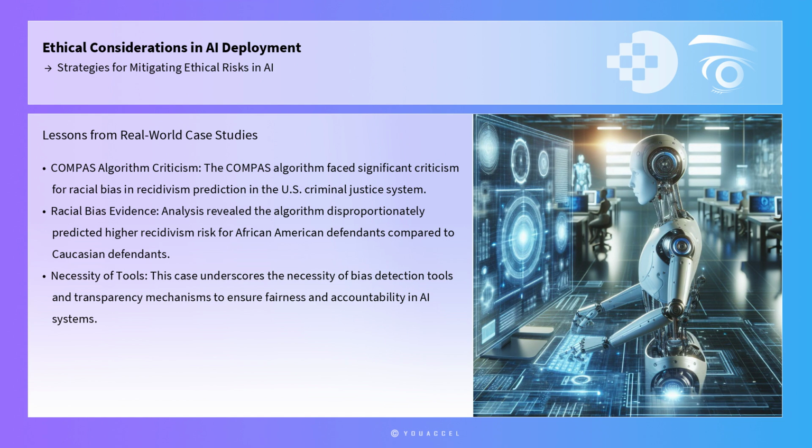Real-world case studies illustrate the importance and effectiveness of these strategies. The Compass algorithm, used for recidivism prediction in the U.S. criminal justice system, faced significant criticism for racial bias. An analysis revealed that the algorithm disproportionately predicted higher recidivism risk for African American defendants compared to Caucasian defendants. This case underscores the necessity of bias detection tools and transparency mechanisms to ensure fairness and accountability in AI systems.